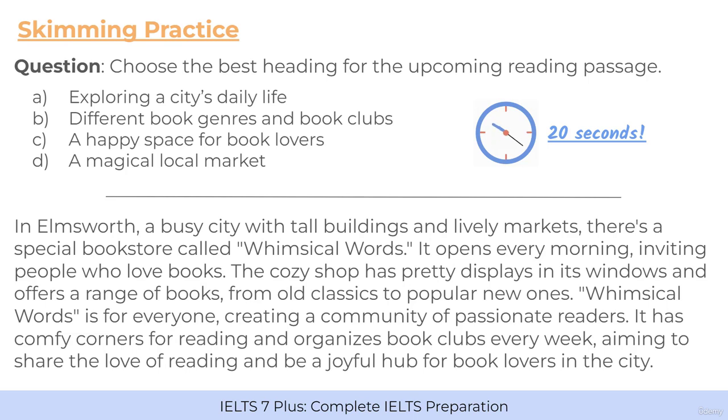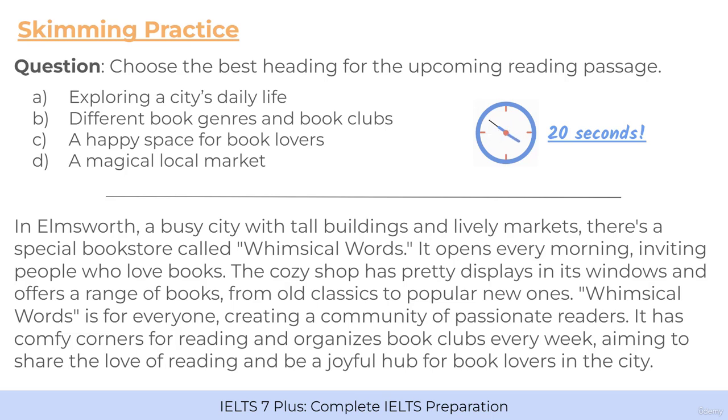However, let's go back to the questions. So, best title, best heading for this passage. Now, it starts off talking about the city, so A, exploring a city's daily life. Might be a bit confusing, but that's not the main topic. B, different book genres and book clubs. Well, it does talk about book clubs. That's a key phrase used in the passage, but that's not the main topic.